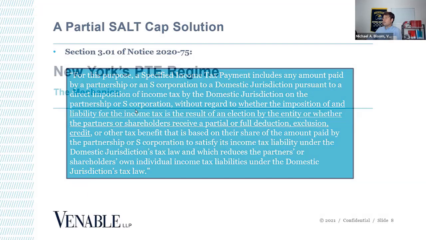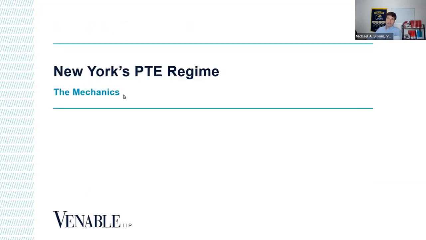So now New York was one such state that enacted a pass-through entity tax, April of this year. And my colleague Chris Moran is going to walk through the mechanics of that pass-through entity tax. Thanks, Mike. So the pass-through entity tax applies to pass-through entities. And what are those?